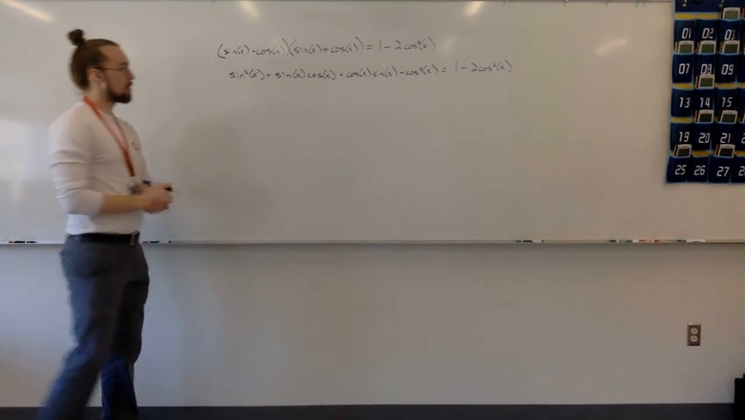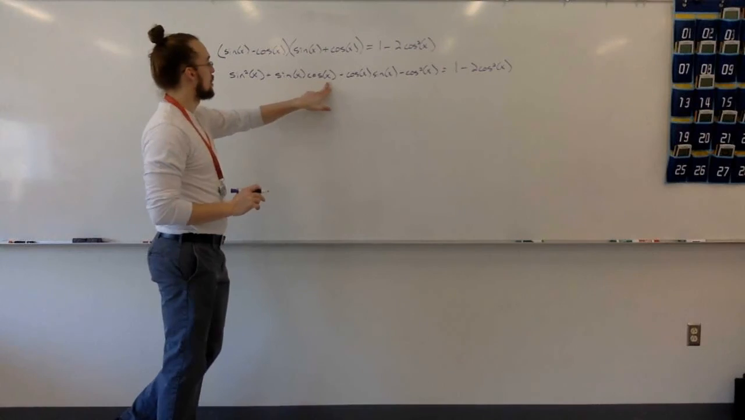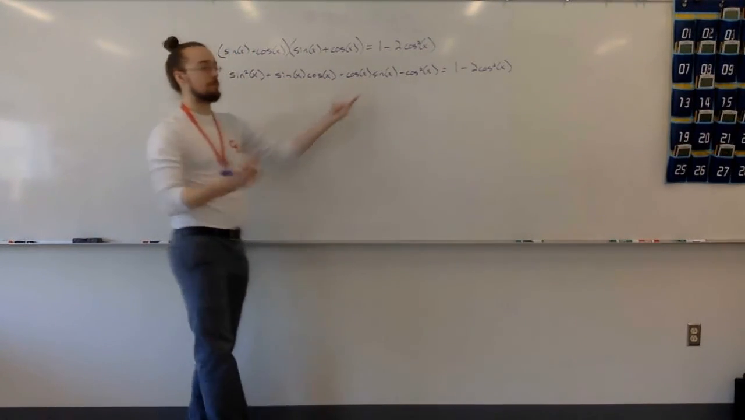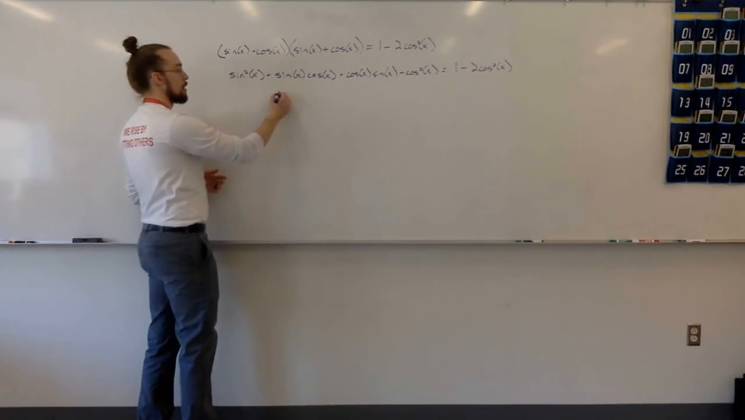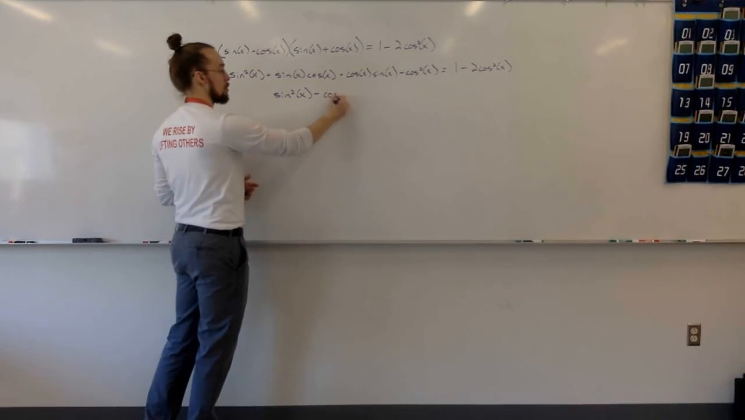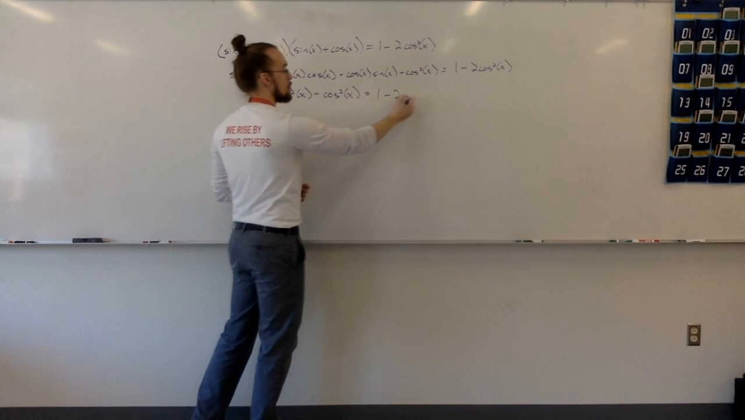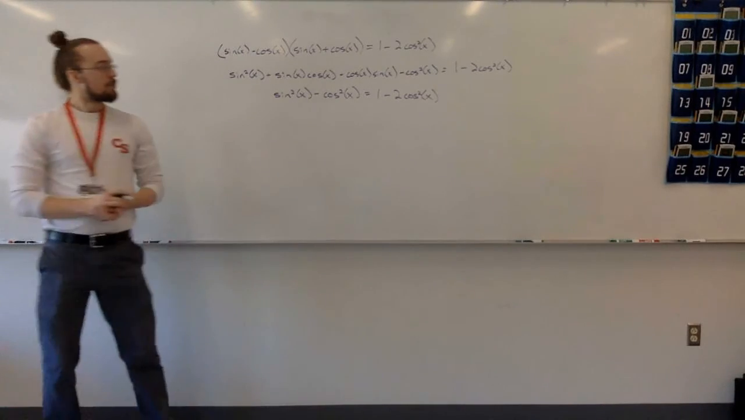All right, so let's see, what can we do here? Cancel off those two. Yeah, so we've got sine times cosine, and then negative cosine times sine. That's the same thing, right? So we just end up with sine squared minus cosine squared equals 1 minus 2 cosine squared.